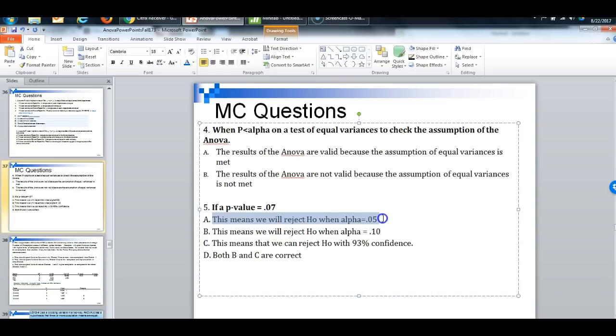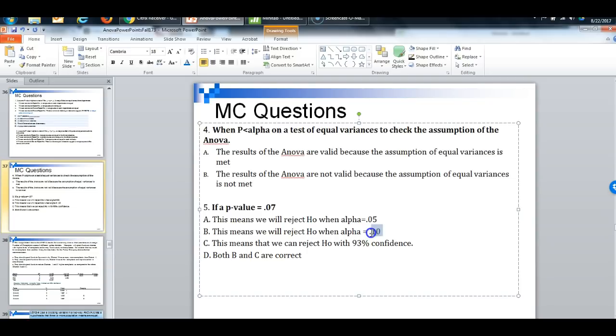All right, if p-value is equal to 0.07, this means we will reject H naught when alpha is equal to 0.05. No, p-value is greater than alpha. It would be a do not reject. If your p-value for any hypothesis test is 0.07, this means we will reject H naught when alpha is 0.1. Yeah, that's pretty true. P-value is less than alpha, you reject H naught. So if you only want to be 90% confident, you could use an alpha of 10%, but most people don't.